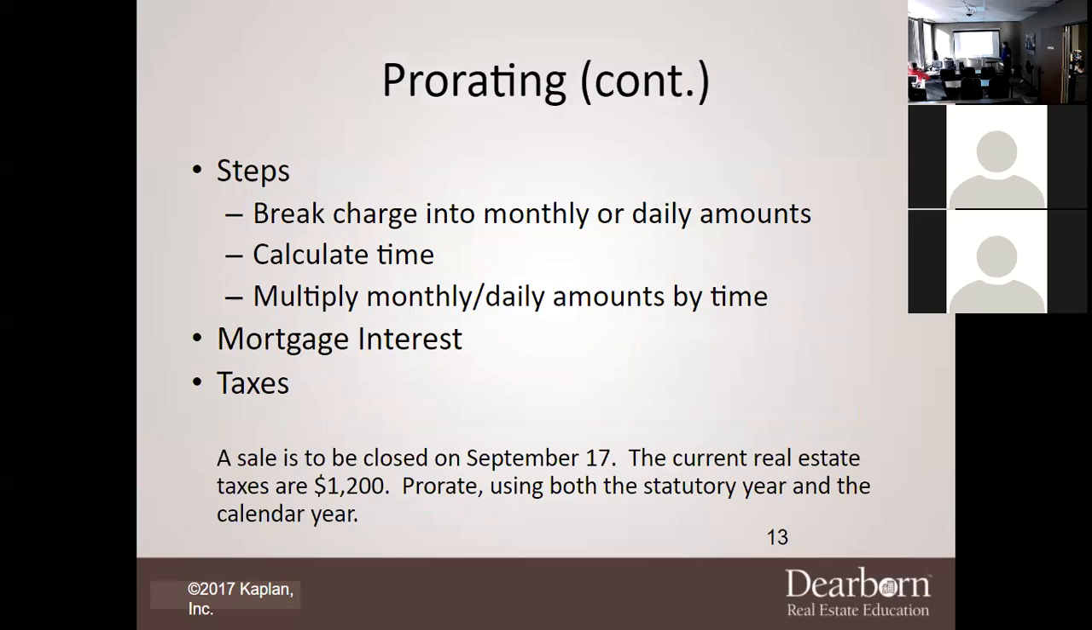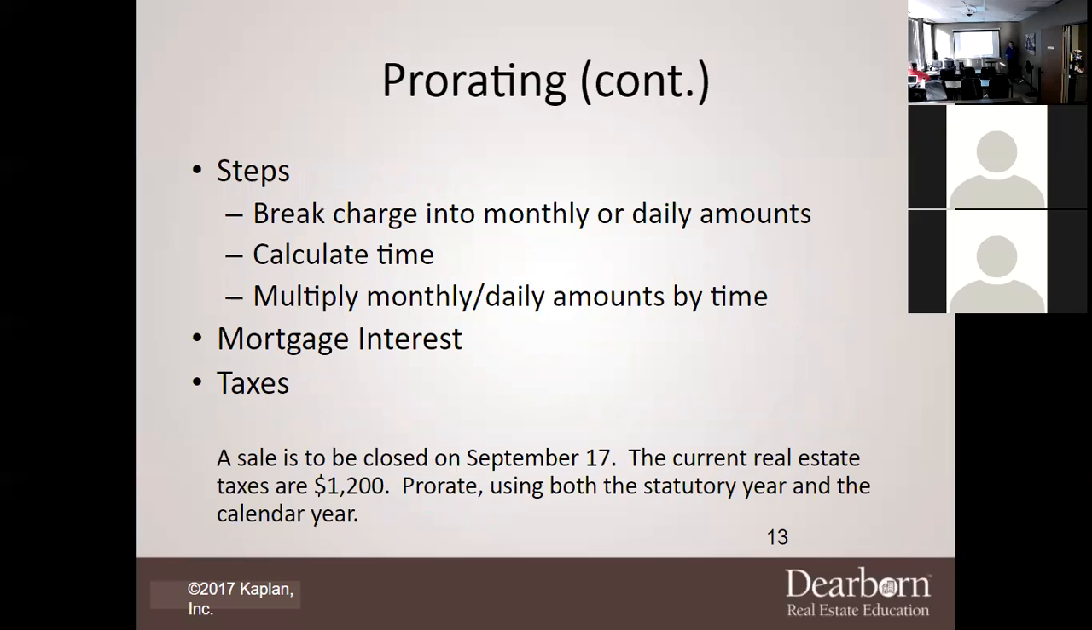So what exactly are these steps? All right. Well, in prorating, you break the charge into monthly or daily amounts. I'm just going to be honest with you. Easiest way to do this, break it down to daily. Don't break monthly. Break it down to daily amounts.